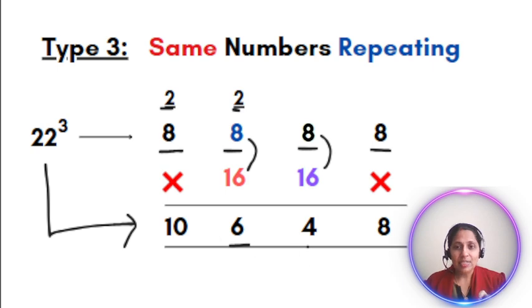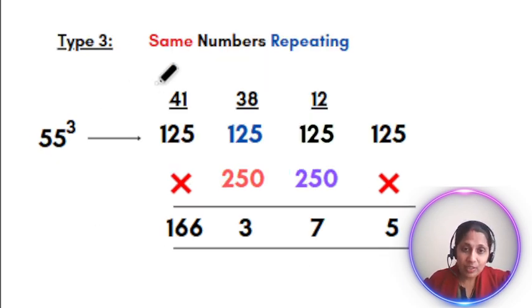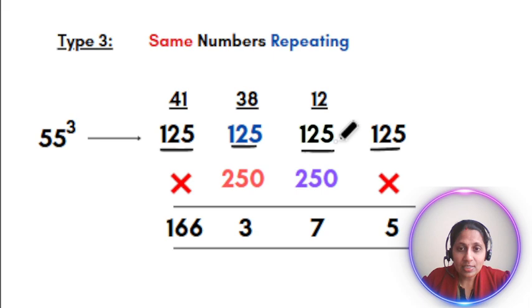Right? Same thing. Let's understand it with one more example. 55 cube. Since both the numbers are same, let's fill all the 4 places with 125 alone, which is the cube of 5. Now 125 is written in all the 4 places. Middle 2 digits alone, double it. So you get 250 and 250.